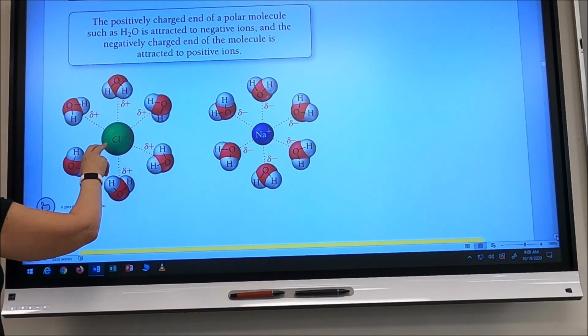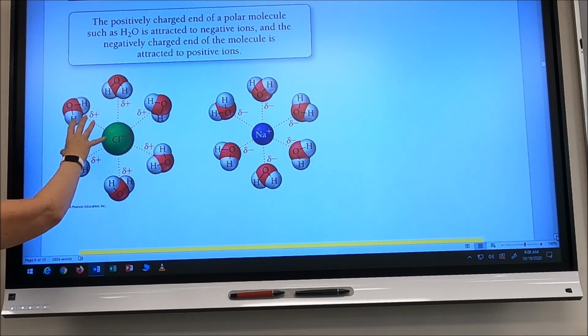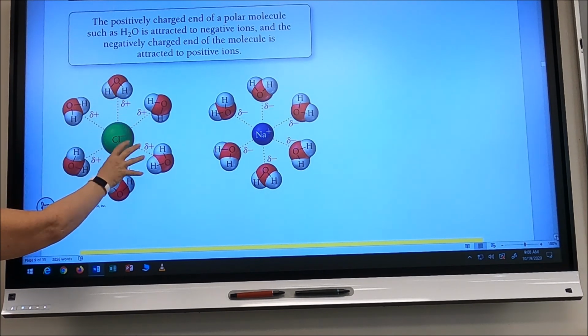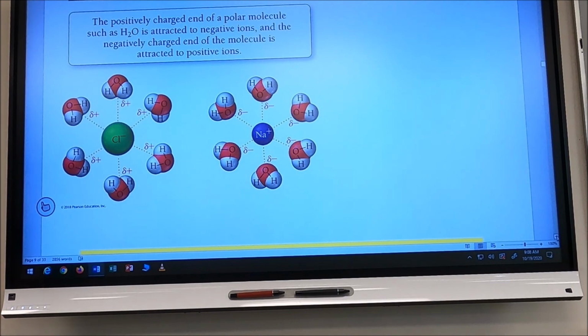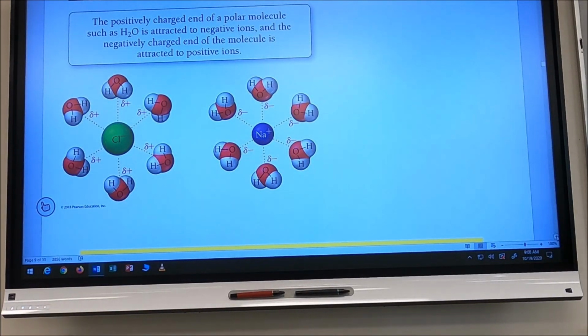The chlorine, which is negatively charged, the chloride ion, is surrounded by 6 water molecules with the hydrogen pointing in toward it. Okay? If the interaction that they can have with this ion dipole interaction is about as good as the bond strength, then the ionic compound is going to dissolve in water. But if the ionic bond is really strong, it's not going to.